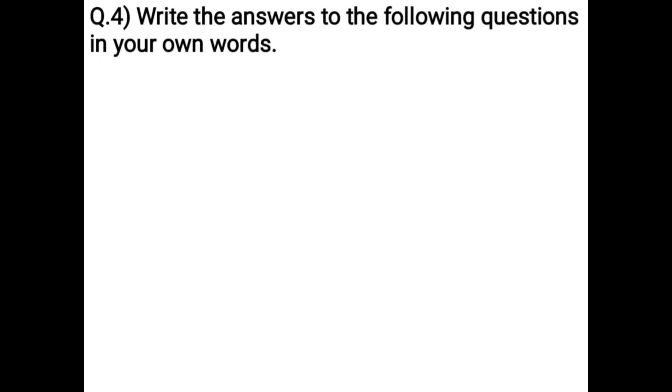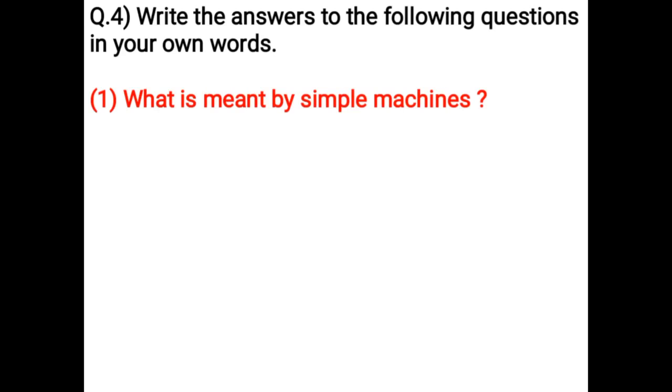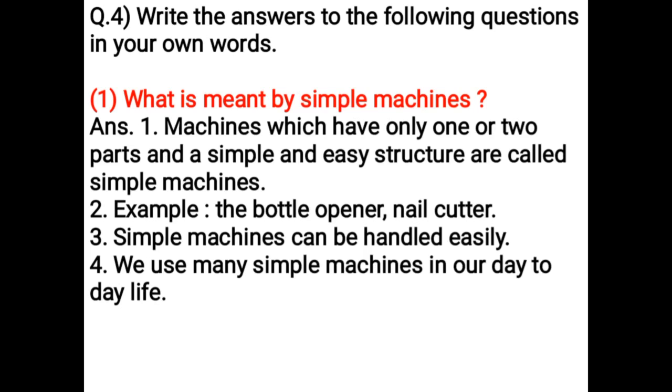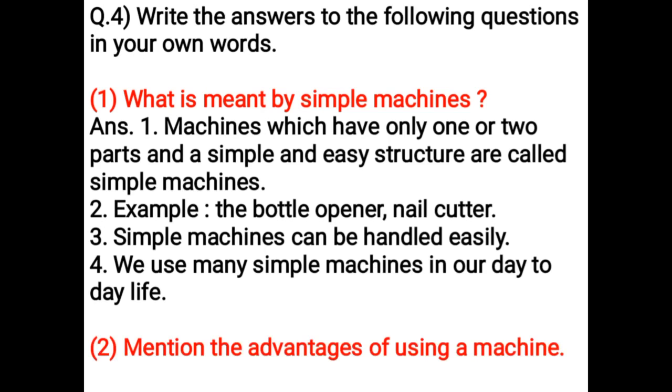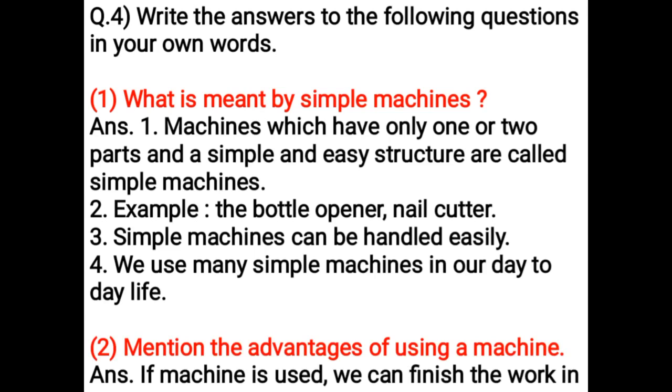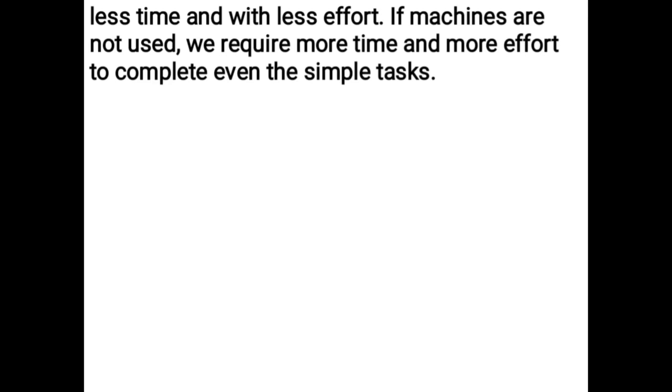Write the answers to the following questions in your own words. What is meant by simple machines? Machines which have only one or two parts and a simple and easy structure are called simple machines. Example, the bottle opener, nail cutter. Simple machines can be handled easily. We use many simple machines in our day-to-day life. Mention the advantages of using a machine. If a machine is used, we can finish the work in less time and with less effort. If machines are not used, we require more time and more effort to complete even the simple tasks.